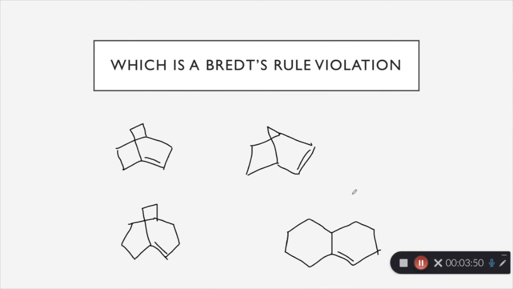Now we're going to talk about which one is a Bredt's Rule violation. Remember what that means. It's talking about a bridgehead carbon possessing a double bond in a ring smaller than 8 members. So take a second, pause the video, and see if you can figure out which one is a Bredt's Rule violation.